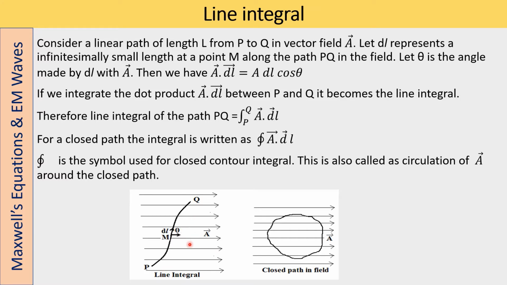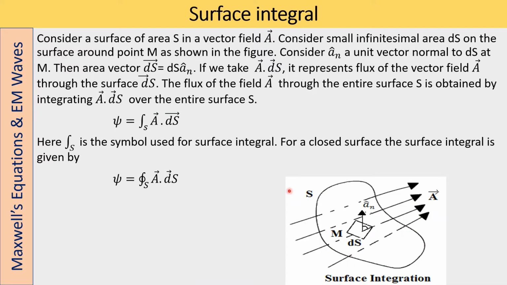For a closed path, the integral is written like this: the closed path line integral of vector A dot dl. This sign indicates the closed contour integral. This is also called the circulation of A around a closed path. Next, the surface integral.